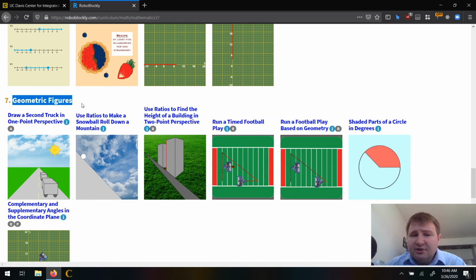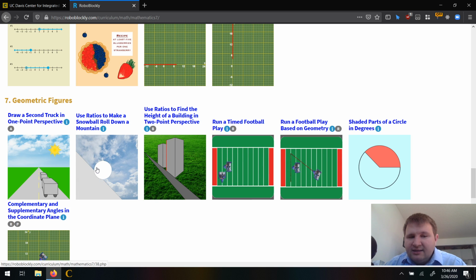We go into geometric figures, so drawing trucks along this highway at varying scales so that they look realistic as this highway kind of fades out there. We look at using ratios to expand the size of the snowball as it rolls down the mountain here, and as it gets closer it looks like it gets larger, and it also collects snow along the way down.